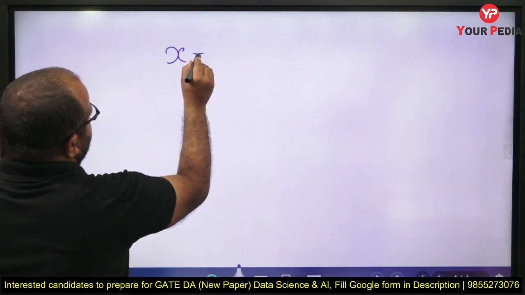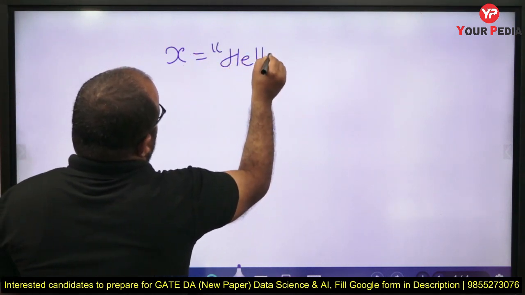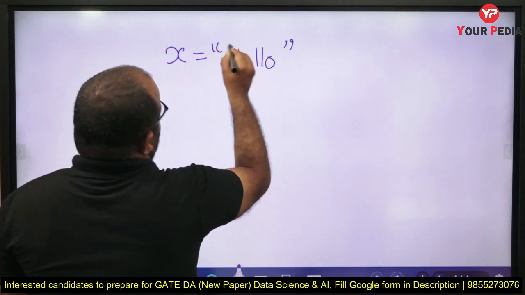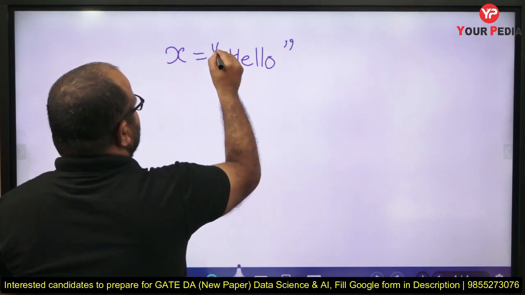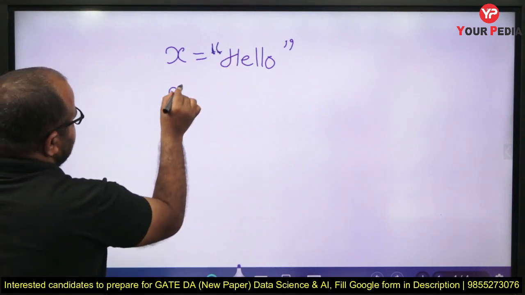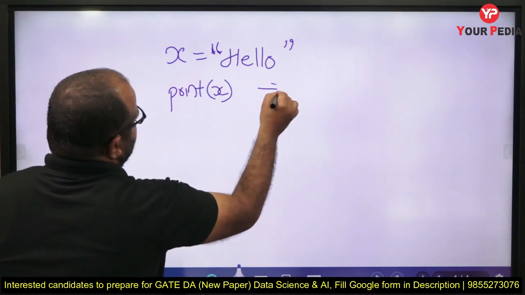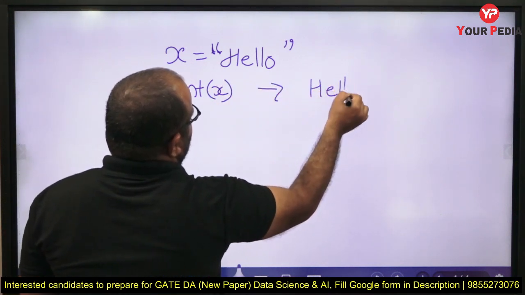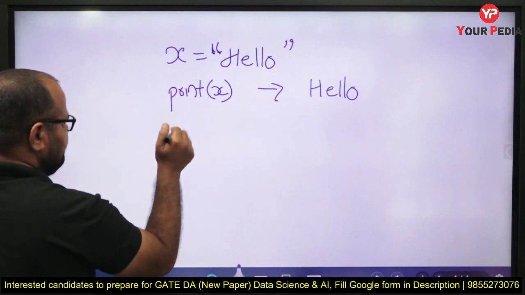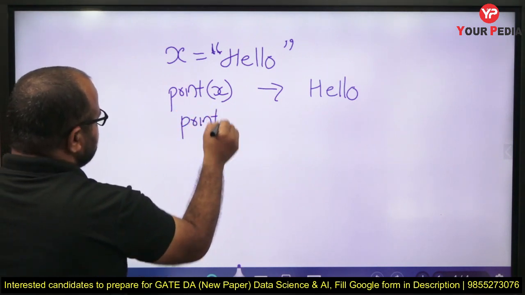X is equal to hello. Now if you write print x, the output is hello, only hello, not in quotes. If you write print, what do you want to print? Len.